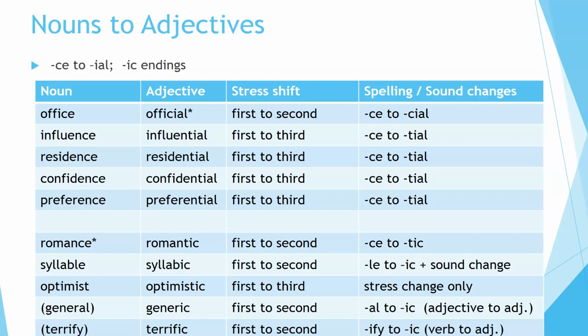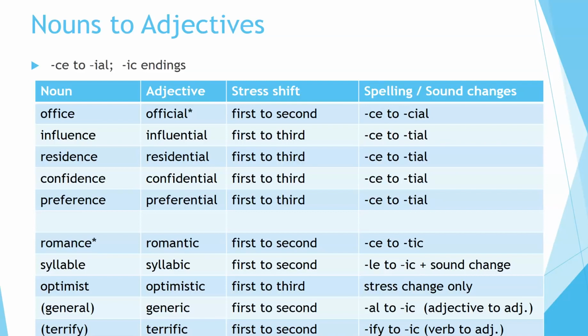The next two are very different. We have general and generic. Now, both general and generic are adjectives in this case. And the stress shifts from the first to the second syllable. AL to IC. This is from an adjective to another adjective.